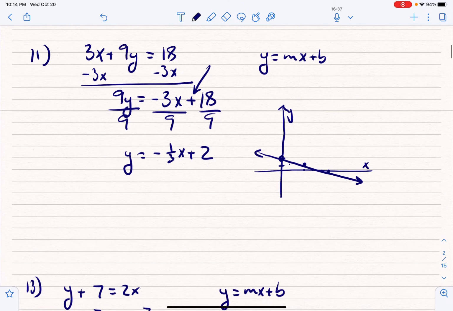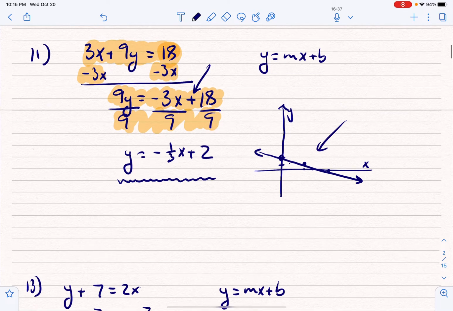Next, we have this equation that says 3x plus 9y equals 18, okay? And again, our job is to try to get that y by itself. So the first thing I did is I subtracted 3x from both sides, which then gives me the equation 9y equals negative 3x plus 18. We're getting really close to having that y by itself, but it's got a 9 in front of it, so we divide everything by 9. And that simplifies down to what we see right here, y equals negative 1/3 x plus 2.